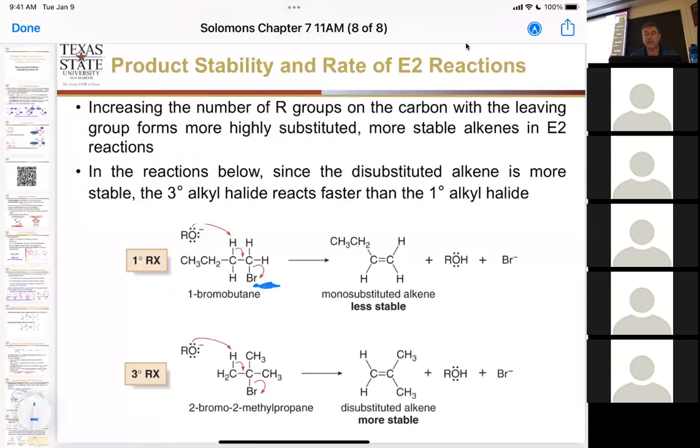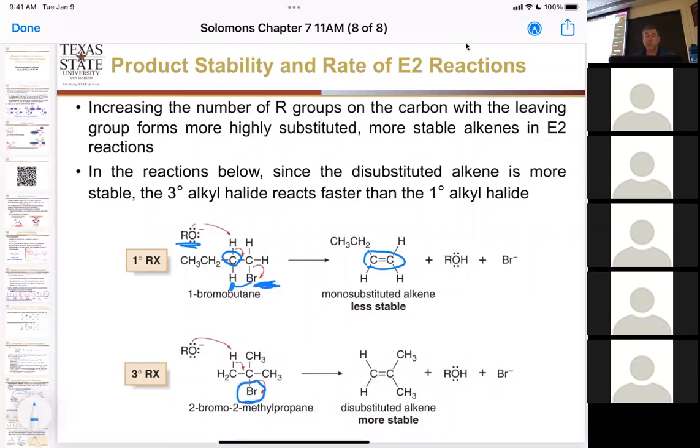We have a primary alkyl halide here. And when we look at our beta carbon here, we're going to come in with our strong base and it's going to give us a terminal alkene. So our primary here gives us a less stable alkene. There's no option for us to make that an internal alkene. By the time we get to a secondary, if we move this over here, we have an opportunity to make an internal alkene.